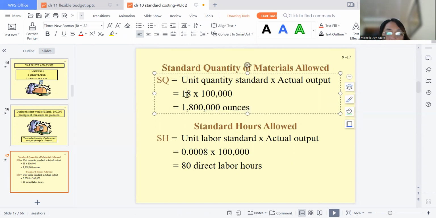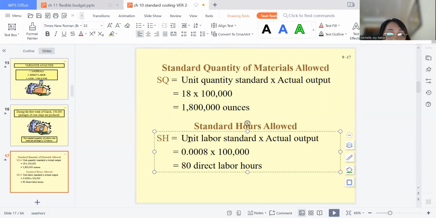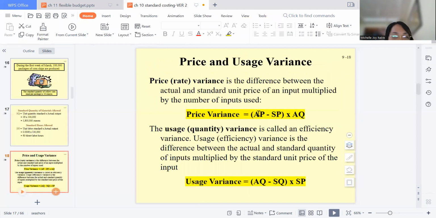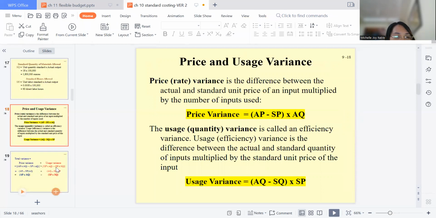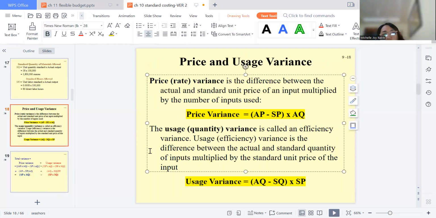And then standard hours allowed. We have here 0.008, a unit labor standard. We can see this in the standard cost sheet when it comes to direct labor. And then we have our actual output, the chips rather, so 80 direct labor hours. We'll just leave it for now.